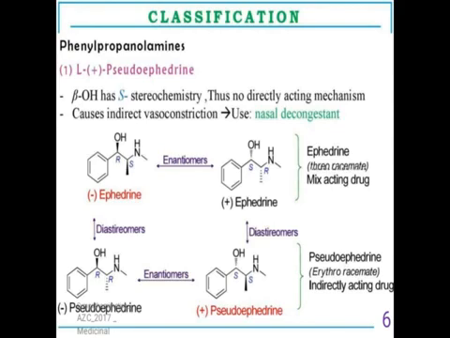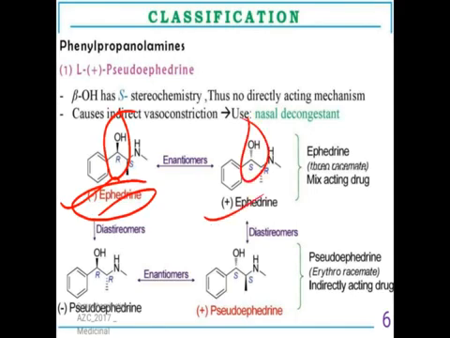In this ephedrine, we can find the RS configuration is present, it becomes positive ephedrine. If the SR configuration is there, that is R here and S here, then it is ephedrine, and the opposite is negative ephedrine. So the RS configuration is there, with the beta hydroxy having S stereochemistry. At that time, there is no directly acting mechanism; it causes indirect vasoconstriction. So they act as nasal decongestants.